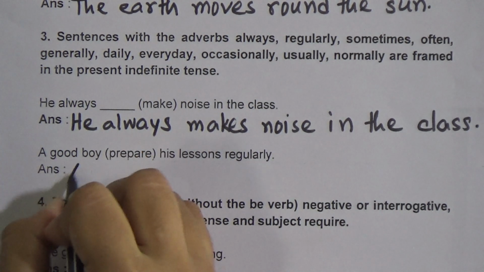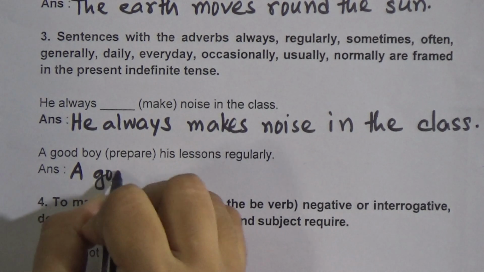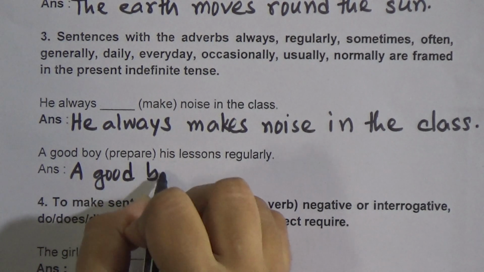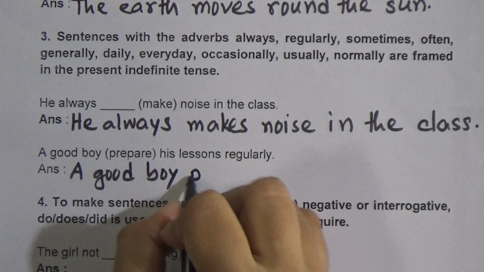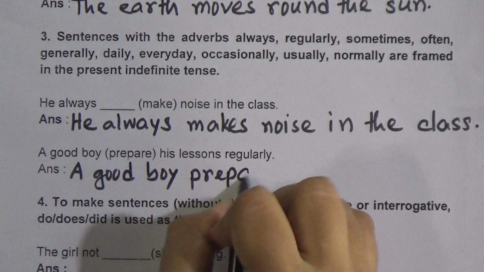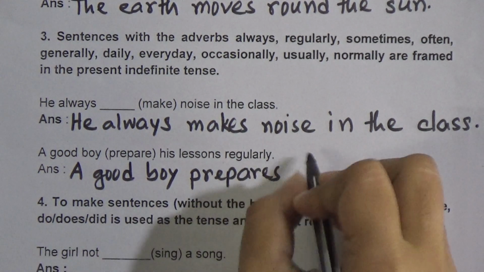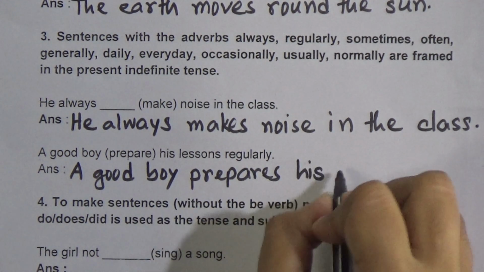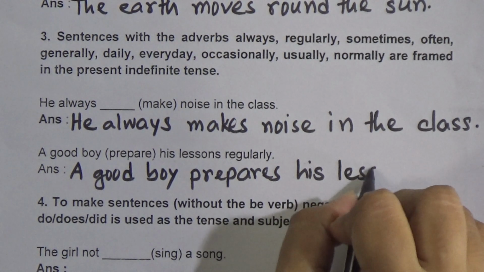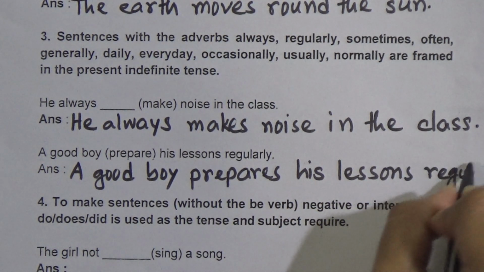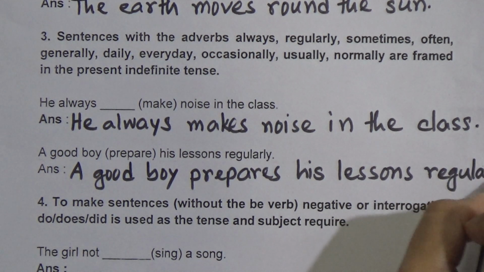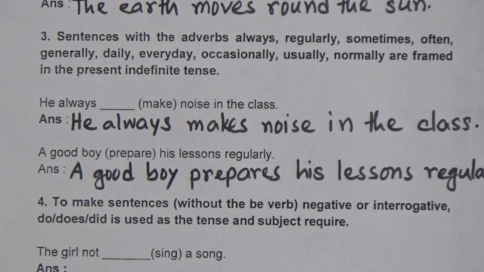So at first we will write a good boy. Then our verb is prepared, so we will write prepares, and now the rest of the sentence: his lessons regularly. Okay, now we will go to our next rule, rule number 4.